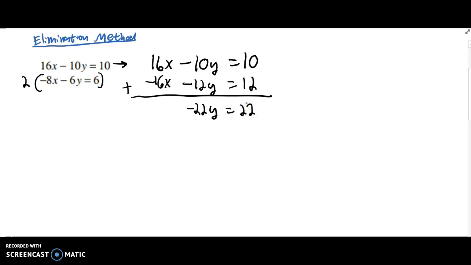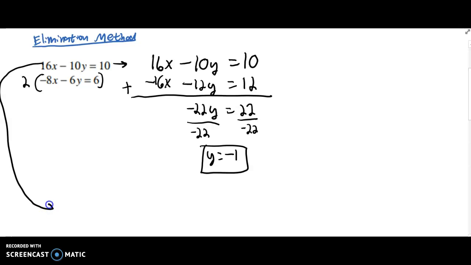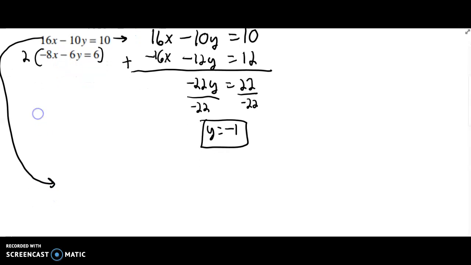I'm going to solve for y by dividing both sides by negative 22. 22 over negative 22 is negative 1. Okay, so we know that y is negative 1, and we're going to plug back into this first equation to find out what x is. You could plug into either equation. I just happen to choose the first one.